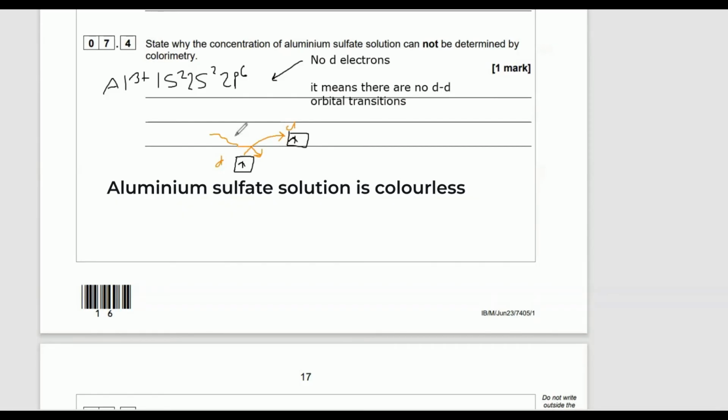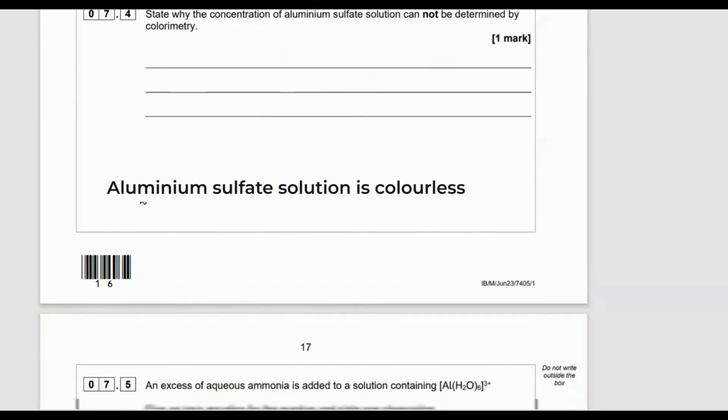And generally, the wavelength of the photons that are absorbed is complementary to the color that is observed. So the fact is that there are no d electrons, so there can't be any of these jumps between d orbitals, and therefore there won't be any color. I hope that's clear, just like an aluminium sulfate solution. Right.